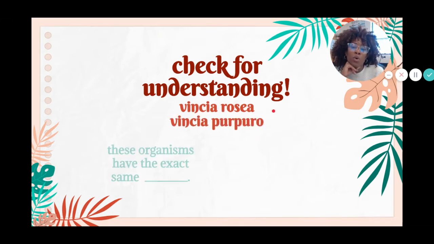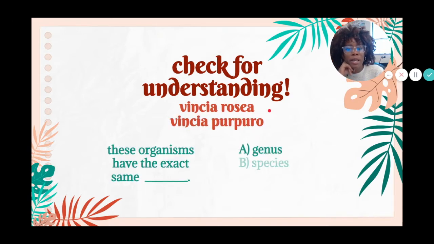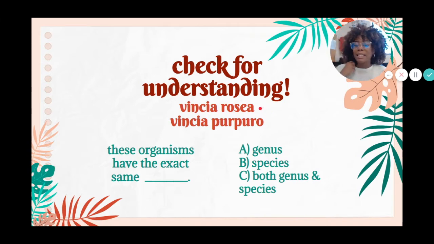Okay, two more organisms. We have Vincia rosea and Vincia purpuro. These organisms have the same exact what? What do they have? The same genus, same species, or both the same genus and species? Genus. Again, this is the organism's genus, and this is the organism's species identifier.